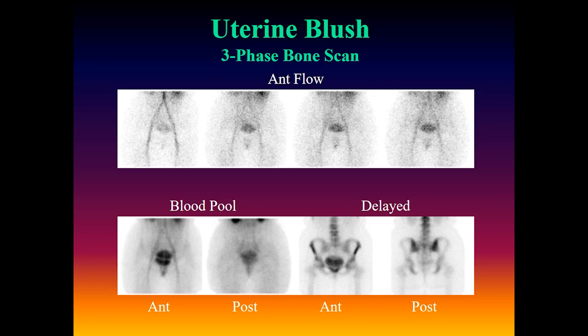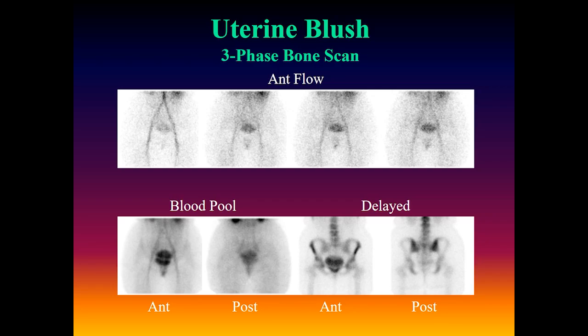This is an example of the uterine blush on a three-phase bone scan, and when you look at the flow study, it's easy to misinterpret the uterine activity as bladder activity. However, if you think about renal scans, you do not see bladder activity until about 3 to 5 minutes after the injection. So on a three-phase bone scan, it would be extremely unlikely to see urinary bladder activity within the first minute after administration of the radiopharmaceutical.